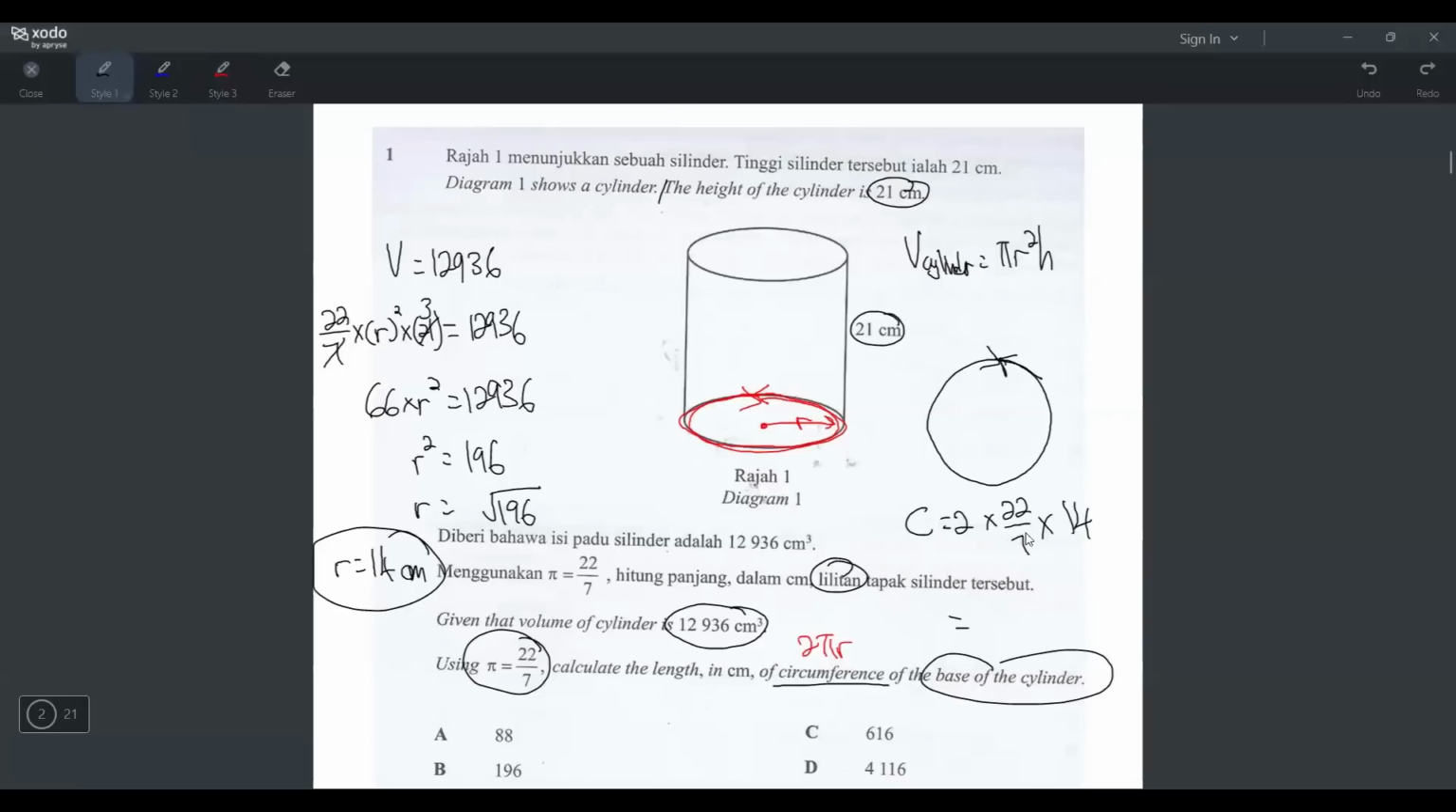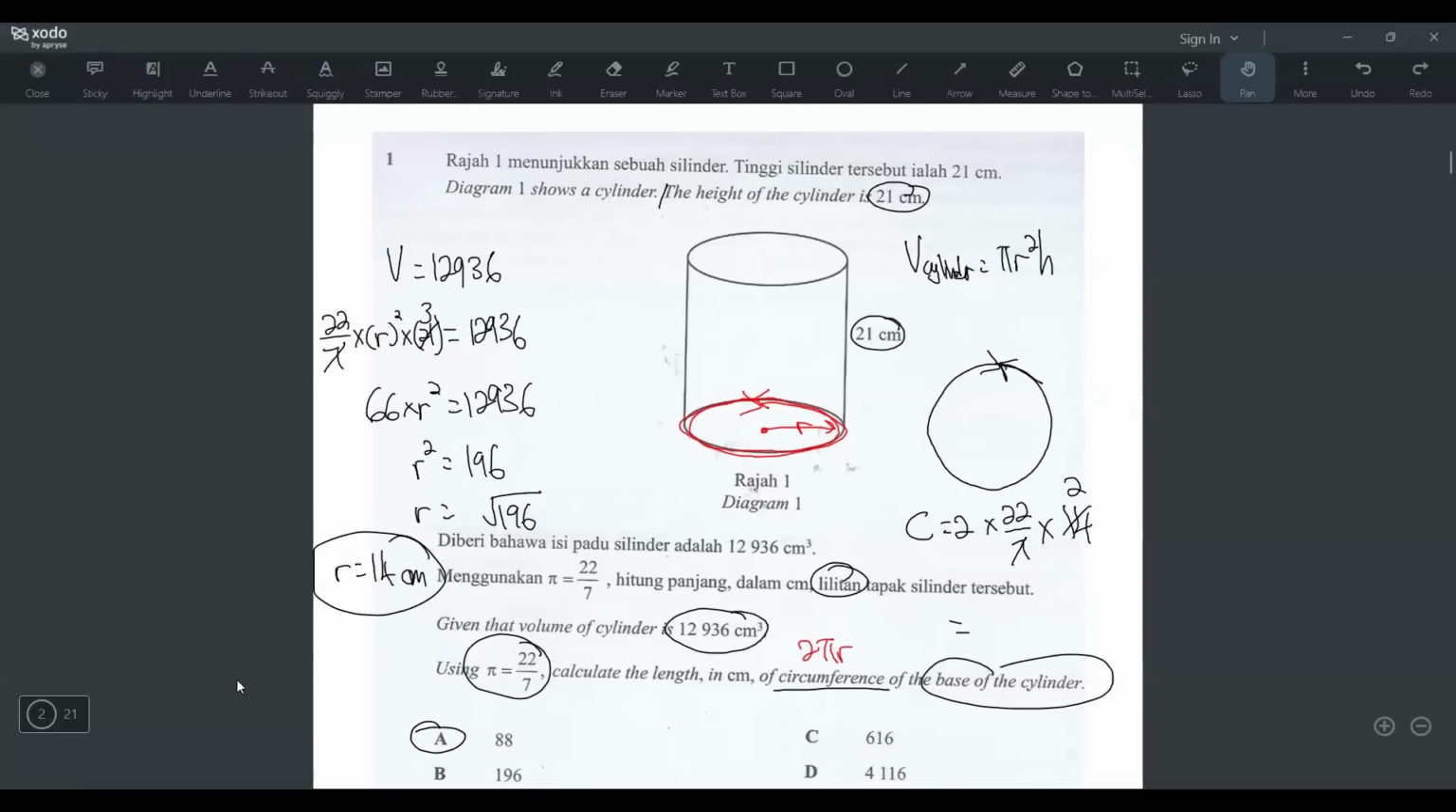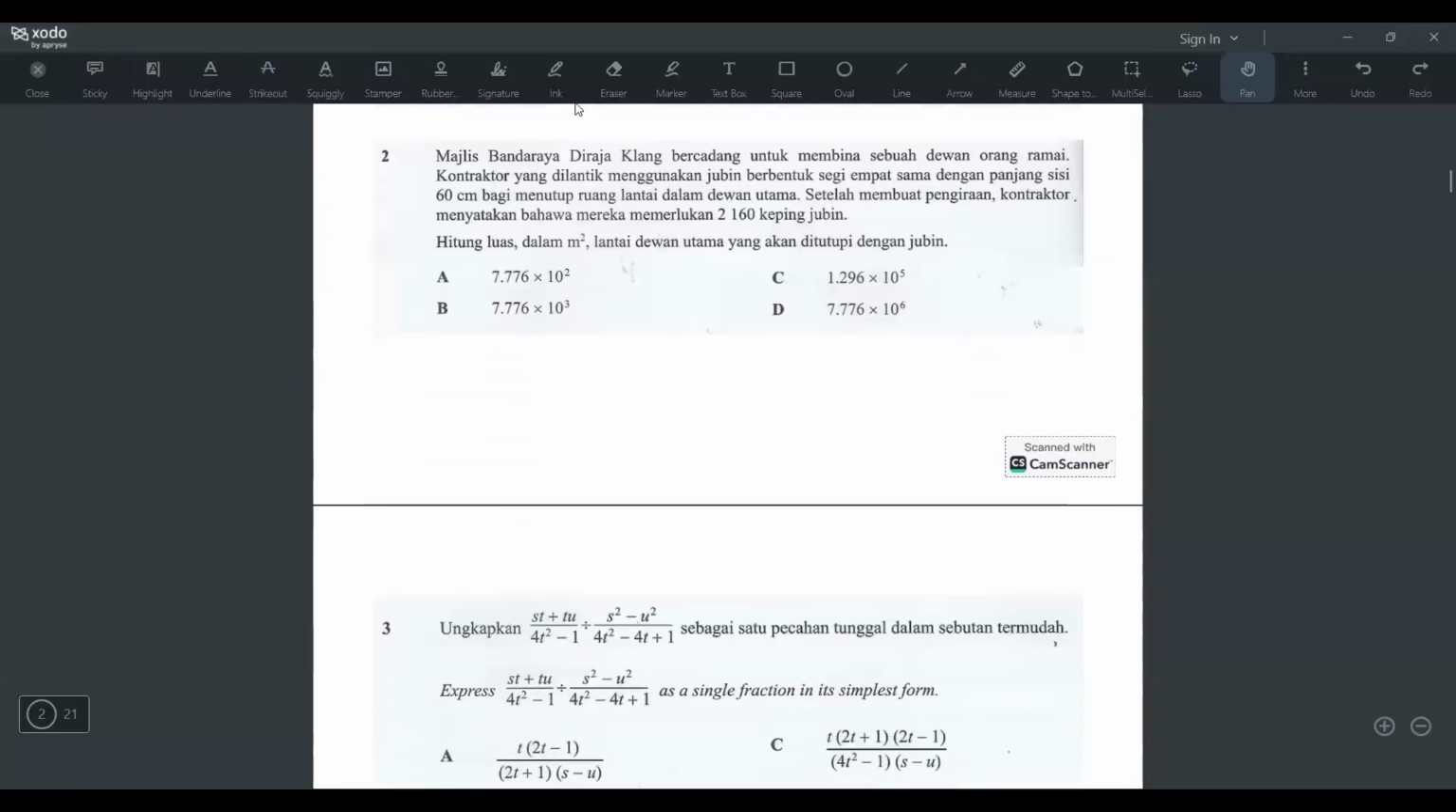Okay, I can potong here. Bahagi 7, 1 bahagi 7, 2. 2 times 2 is 4. 4 times 22 is 88. So the answer is A. All right. Yeah, and it's in cm lah. Everything is in cm here, right? So the answer will come out in cm also, right? Okay, that's all. So number 1 is A.